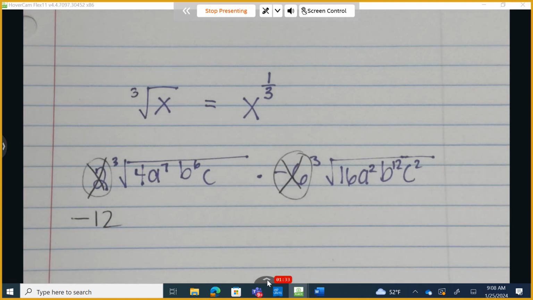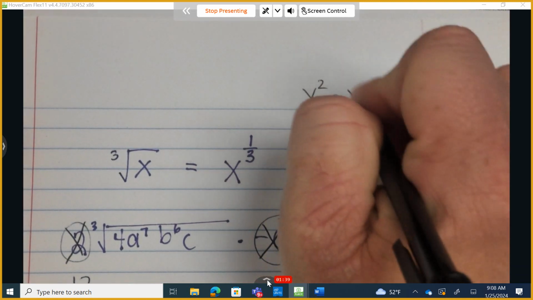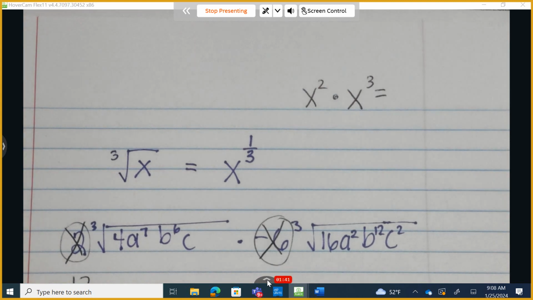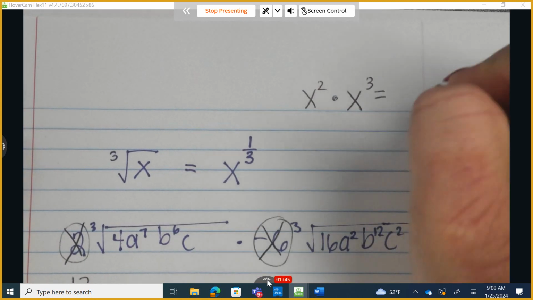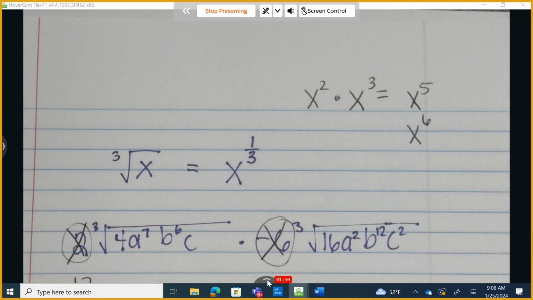Now, before I combine these, I need to go back to what you learned in 9th grade. So let me just jump up here and let's review what you learned in 9th grade. If I give you this and I said, hey, can you simplify this? X squared times x to the third, what do you get? So you need to take a vote for me. Is it x to the 5th or is it x to the 6th?